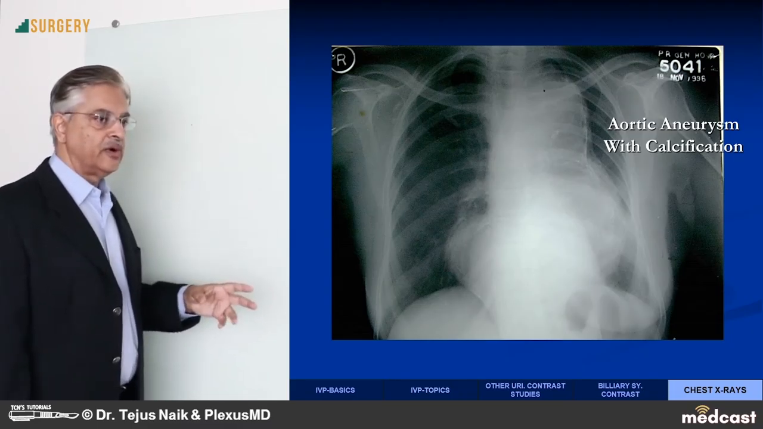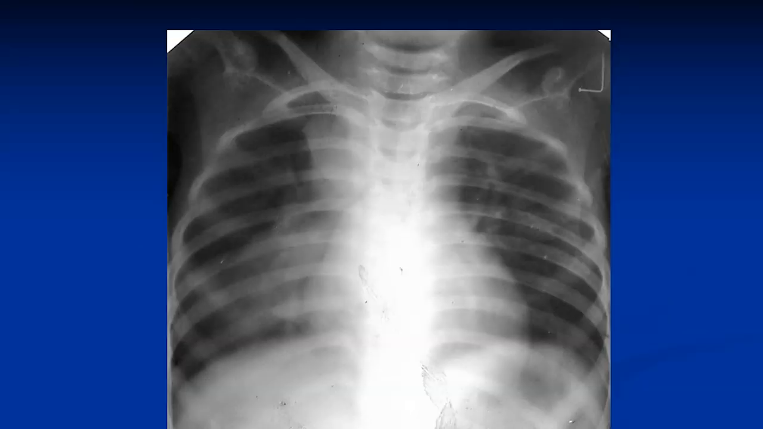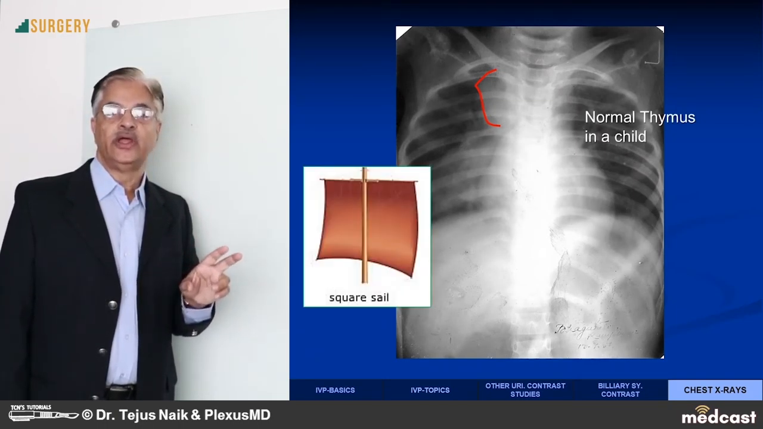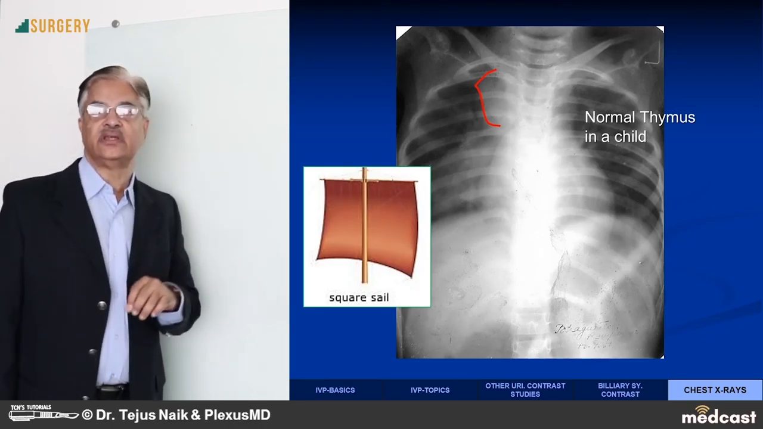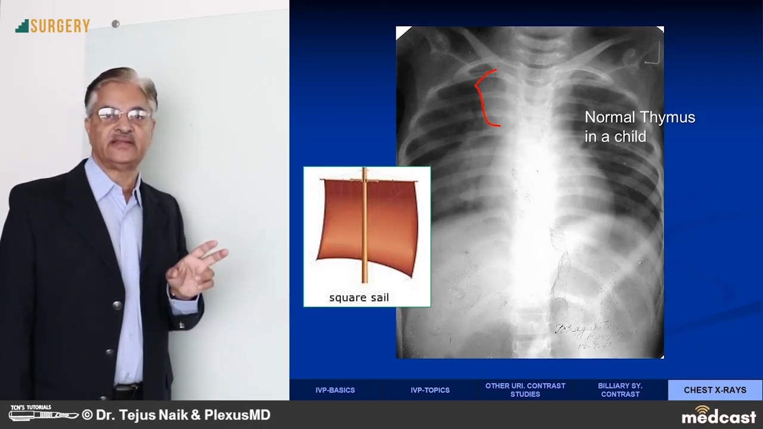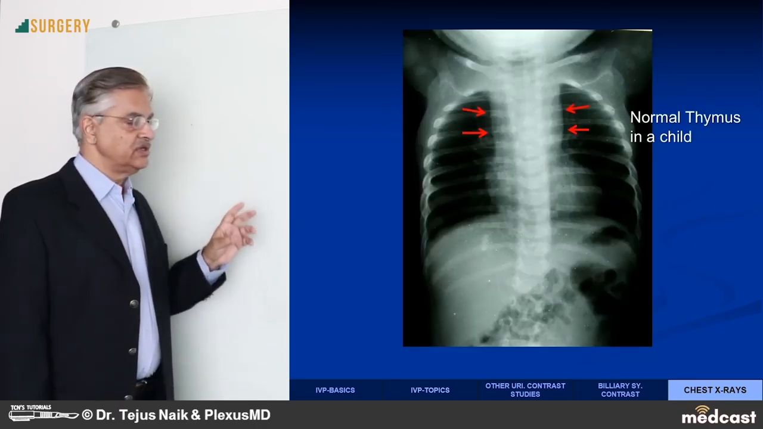In this case, in a small child in the upper mediastinum, we can see, particularly on the right side, there is a shadow, an angular shadow like this. This is called a sail-shaped shadow, and this is normal thymus in a child. So there is widening of the upper mediastinum, which is normal in a child because the thymus is very large.